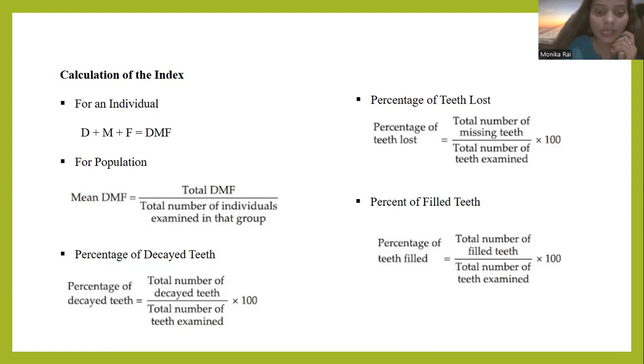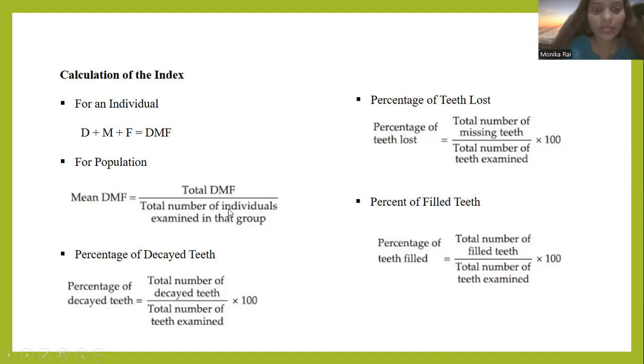अगर एक टीथ पे अलग अलग रेस्टोरेशन है तो उसको अलग अलग फील्ड काउंट नहीं करेंगे, उसको हम एक ही फील्ड काउंट करेंगे. So for individual का है यहाँ पे DMF is equal to D plus M plus F is equal to DMF. अच्छा, पॉपुलेशन में हम करेंगे तो टोटल मीन कैसे निकालेंगे? मीन में हमेशा हम प्लस करते हैं, तो टोटल DMF बाय टोटल नंबर ऑफ इंडिविजुअल्स एग्जामिन इन दैट ग्रुप. परसेंटेज अगर निकालना है तो परसेंटेज ऑफ डीके टूथ बाय टोटल नंबर ऑफ एग्जामिन टूथ.